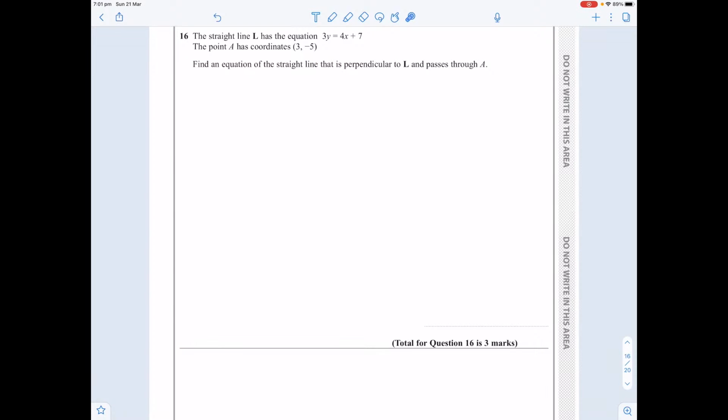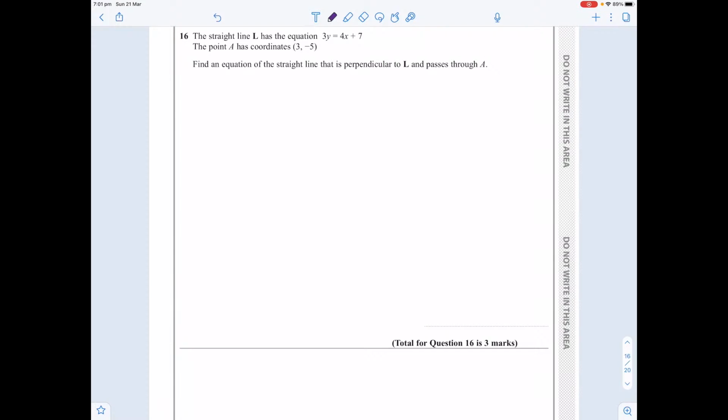Okay, so we have a straight line L has the equation 3y is equal to 4x plus 7. The point A has the coordinates (3, -5). And we want to find an equation of the straight line that is perpendicular to L and passes through A.